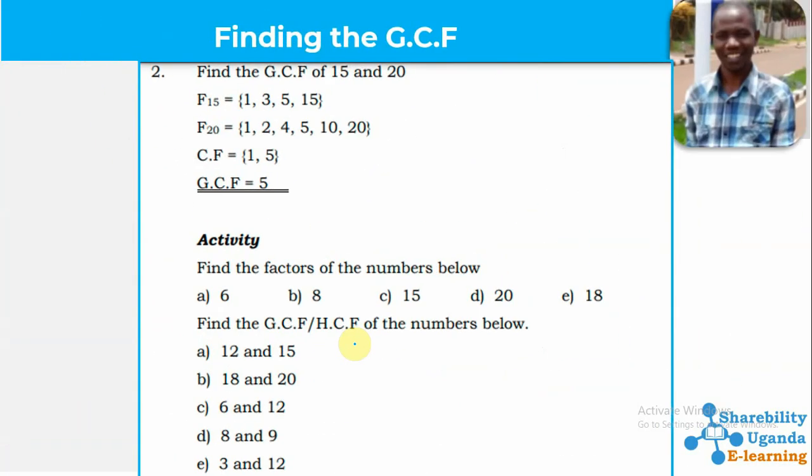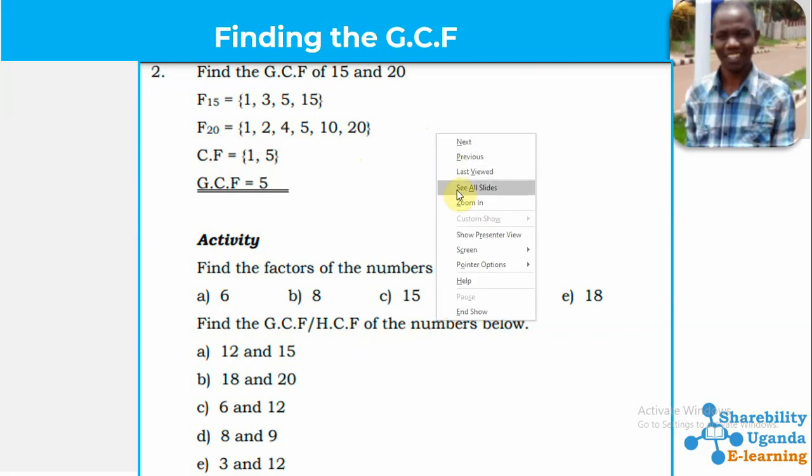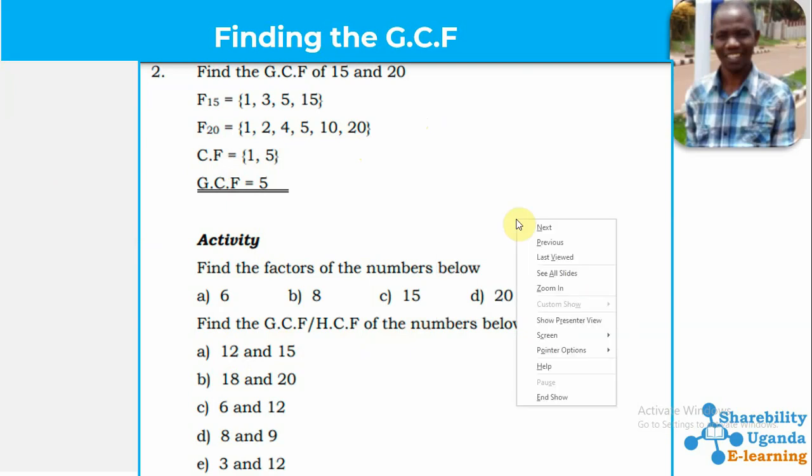Alright, so we shall also be able to find out another number here, which is they are telling us to find the greatest common factor of 15 and 20. Okay, we have 15 and 20. They want us to find the greatest common factor of that.